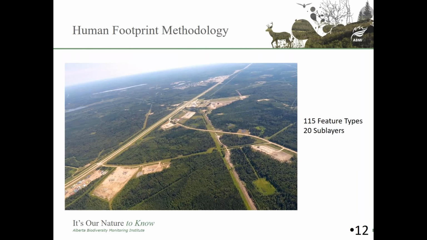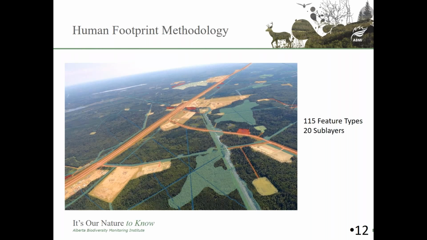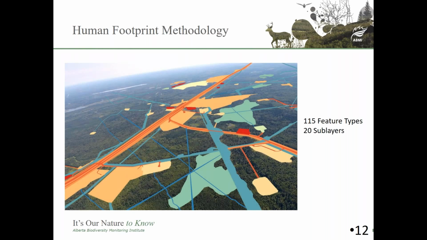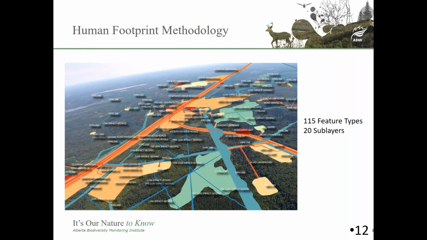So this is a visualization of how some of the 115 feature types or types of human footprint are digitized and how they're merged into the 20 different sublayers. So where the colors are showing up is where we've mapped and coded different types of human footprint. You can see in this illustration that there are several types of seismic features mapped, for example. These different seismic features are merged into one more general sublayer that's categorized as seismic for the inventory.